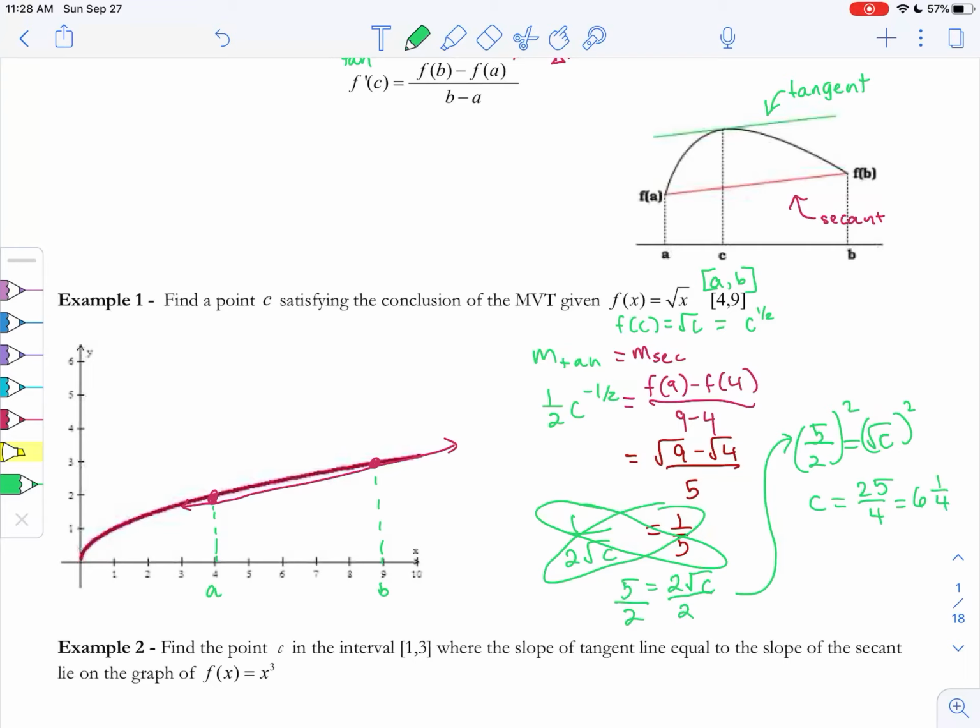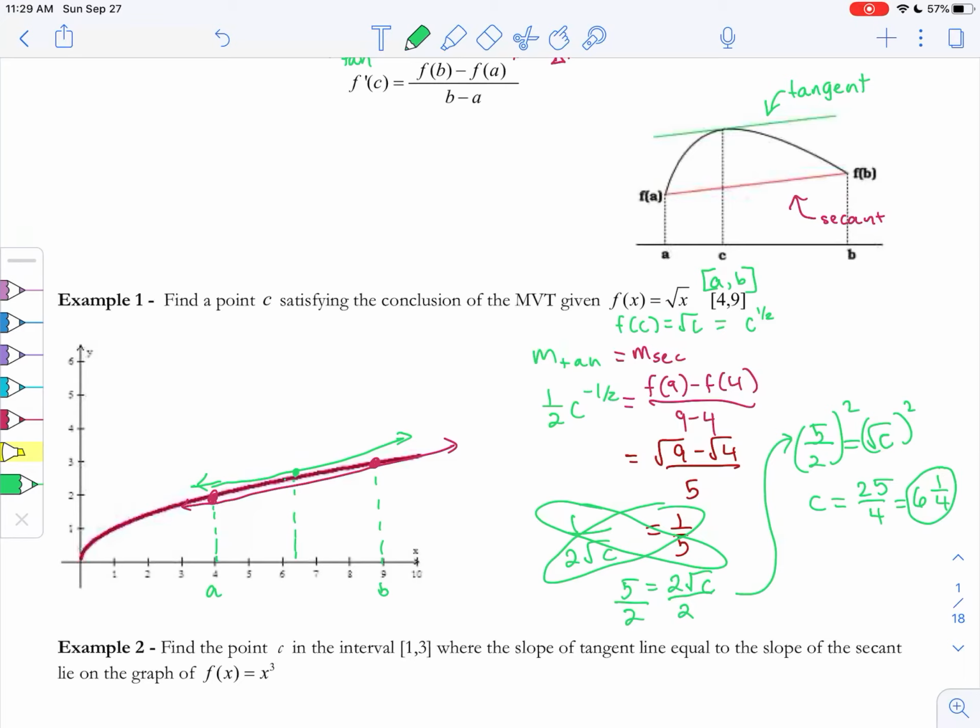We always want to be cautious of whether or not this value actually does fall in between a and b, which is 4 and 9. So let's go ahead and find that on my graph. 6 and 1/4 is about right here. And so the slope of the tangent line at that point is equal to the slope of the secant line. And so 6 and 1/4 being between a and b means that that is the solution.